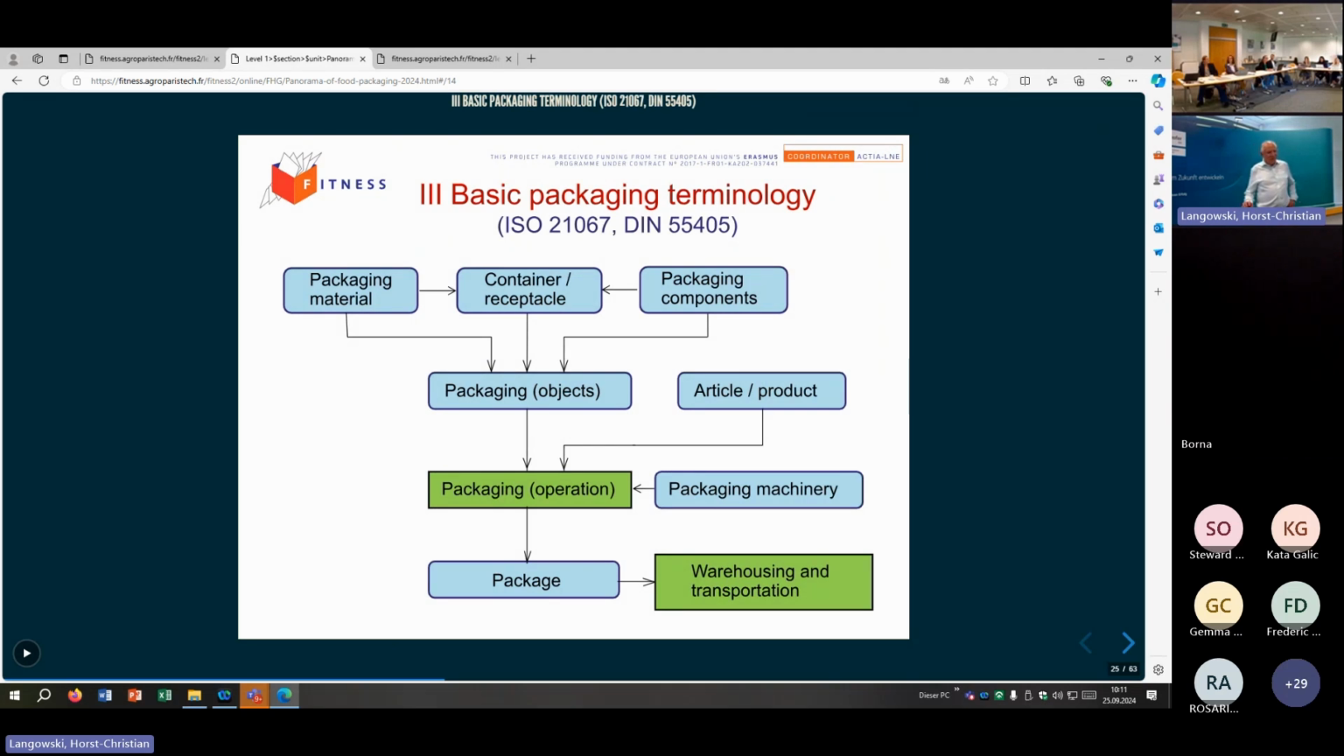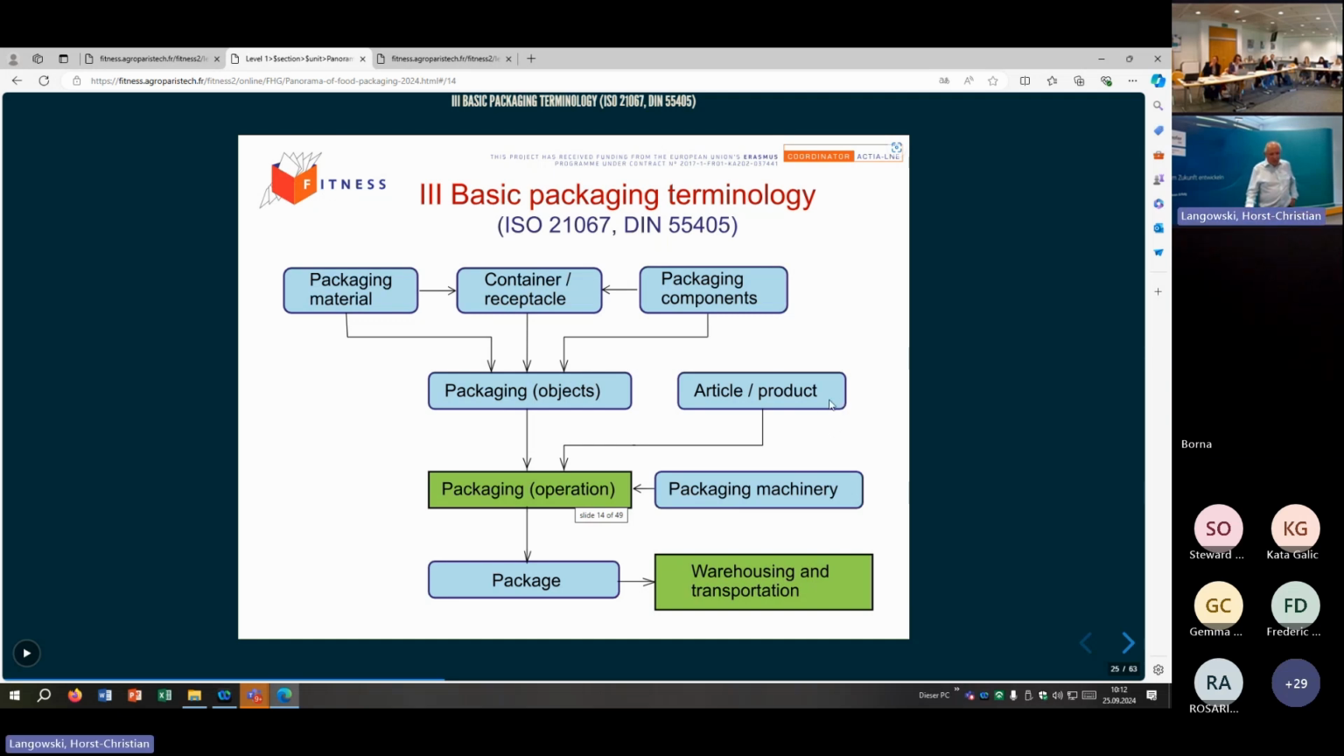The basic terminology, just some words about this. When we use these standards to define what the different elements of packaging are, we have the packaging material, which is the material the packaging is made from. We have a container, which is made from this material. This is also called a receptacle, a little bit of a strange word. We also have other packaging components, which are used to finalize the container or receptacle. All together make the packaging, which are the objects used to package.